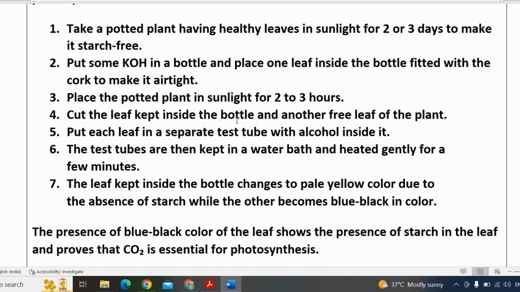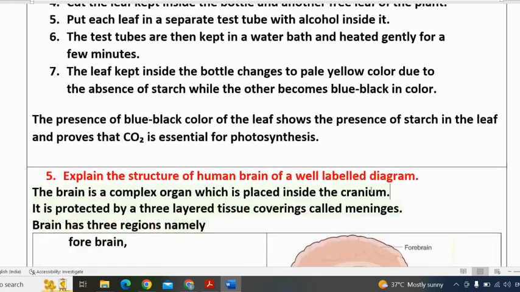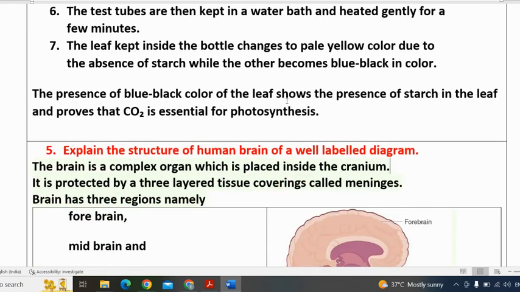Cut the leaf kept inside the bottle and another free leaf of the plant. Put each leaf in a separate test tube with alcohol inside it. The test tubes are then kept in a water bath and heated gently for a few minutes. The leaf kept inside the bottle changes to a pale yellow color due to the absence of starch, while the other becomes blue black in color. The presence of blue black color in the leaf shows the presence of starch and proves that carbon dioxide is essential for photosynthesis.